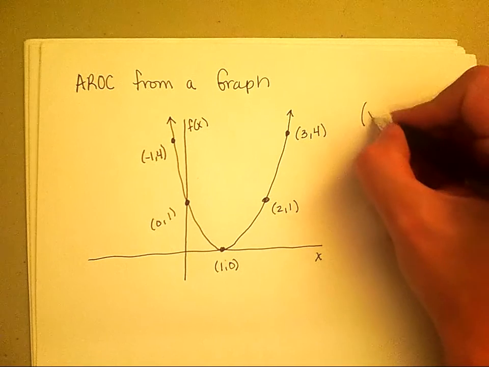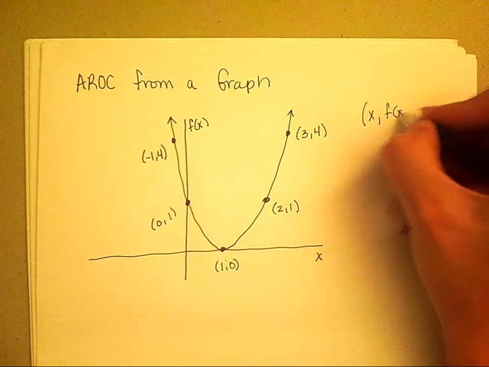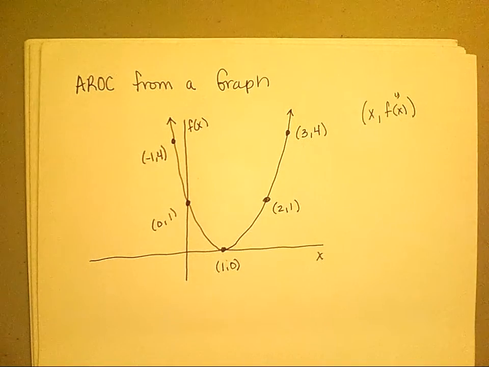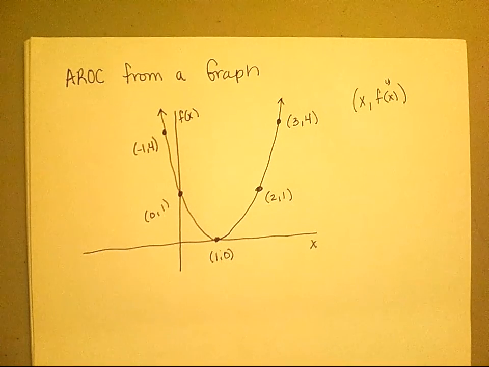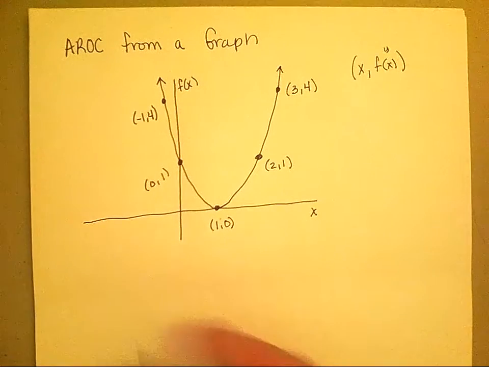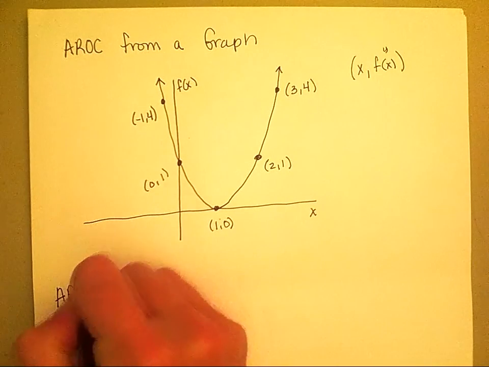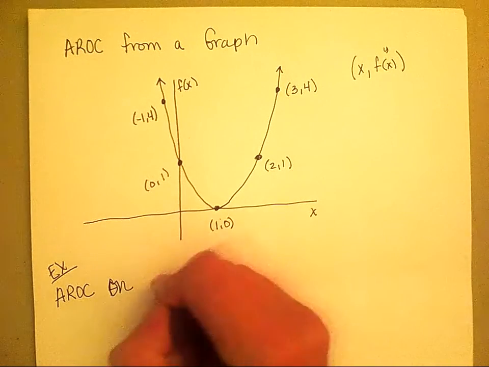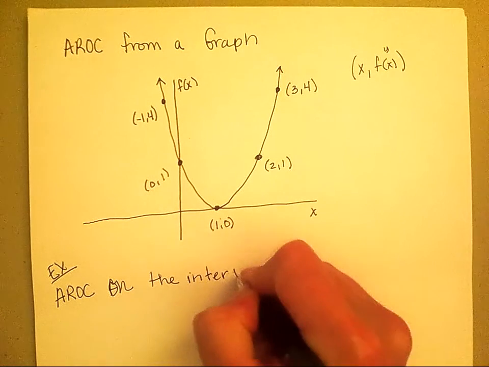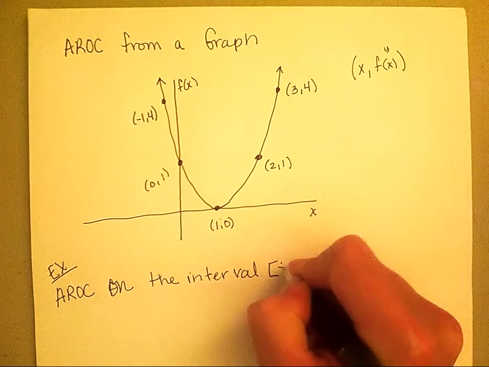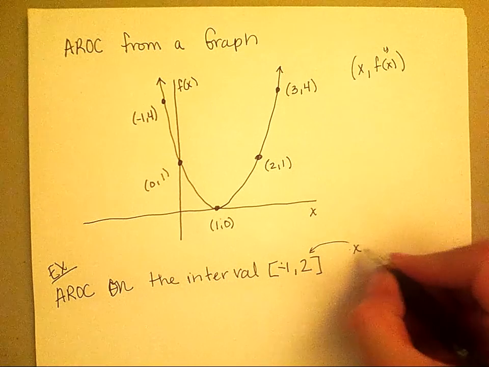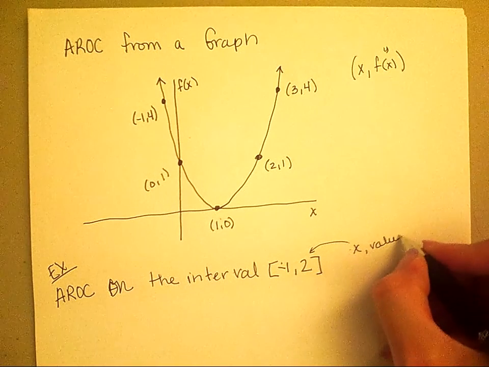Okay. So remember, these are the x's. This is the f of x. And so all of these ordered pairs I've written down really come in the form x, comma, f of x. So remember, y is f of x. All right. So here's our graph. Now, if we want to know the average rate of change, we have to know from where to where. Okay? We have to have a start point and an end point. So we want the average rate of change on the interval negative 1 to 2.